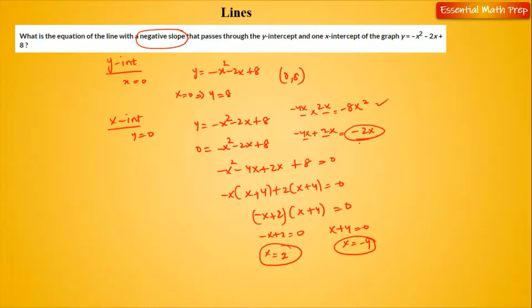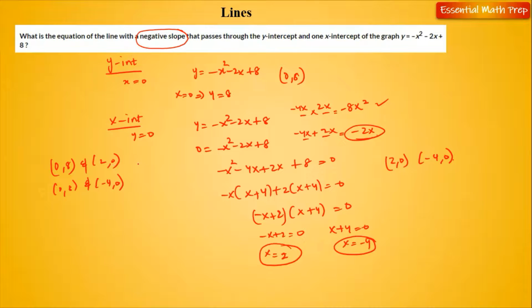So we have two ordered pairs here. When y is 0, we can have 2, 0 or negative 4, 0, right? So you have to take both of these. You have to compare 0, 8 and 2, 0, and you have to compare 0, 8 and negative 4, 0. You have to use a slope equation to determine what would give you a negative slope. Only from there will you be able to determine the equation.